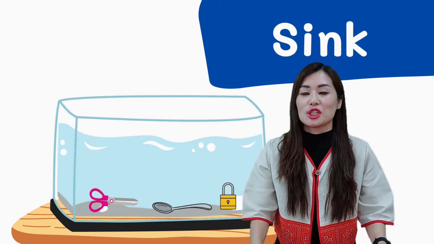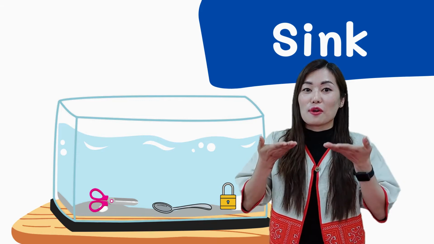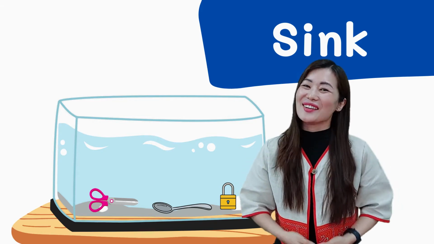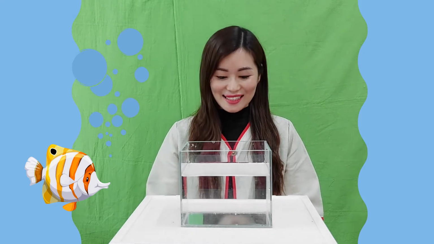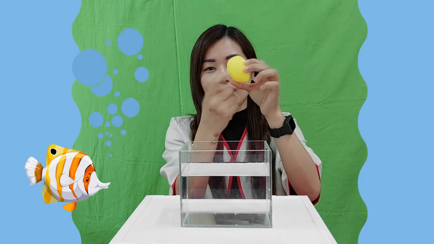Now we will check some objects and see whether they float or sink. Okay, are you ready? Let's do it. Alright, now I have a tumbler of water here and I have some objects. Let's see. What is this? I got a plastic, very light object, okay? It's a plastic lemon. Let's see if it floats or sinks.